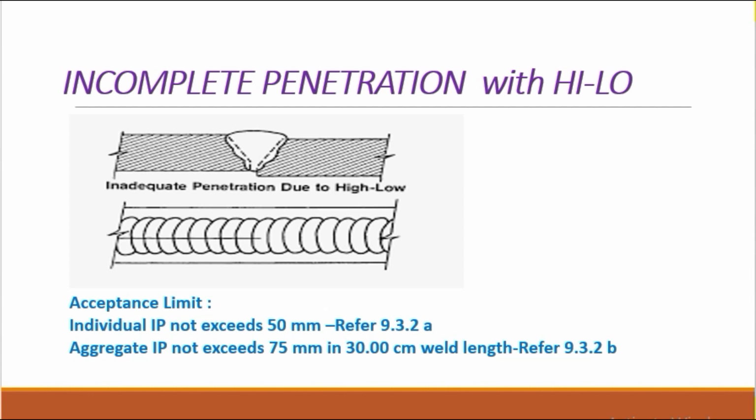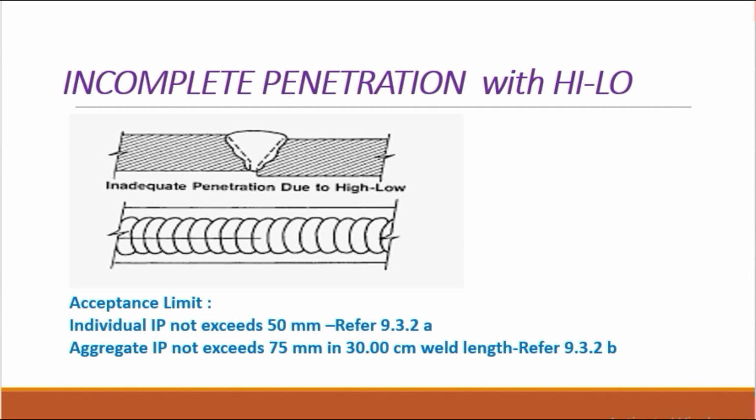Incomplete penetration with high-low. If high-low is there, you see the root is not correct. This is inadequate penetration due to high-low. As I told in the first point, the misalignment, in the same condition incomplete penetration is there, meaning the root penetration will not be done properly. So what will be the acceptance limit? Individual IP should not exceed 50 mm.